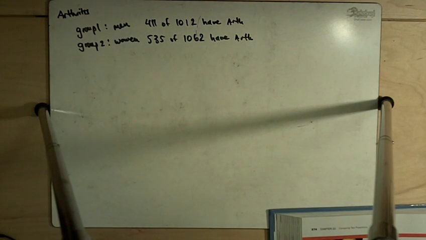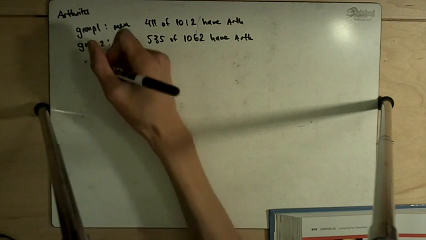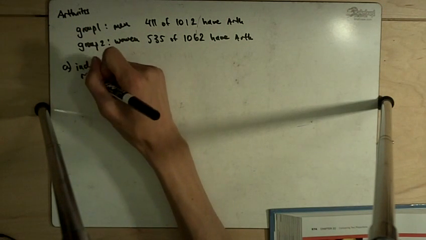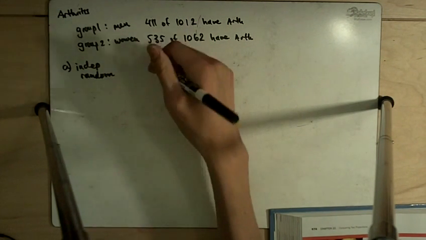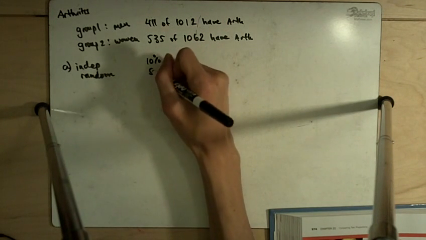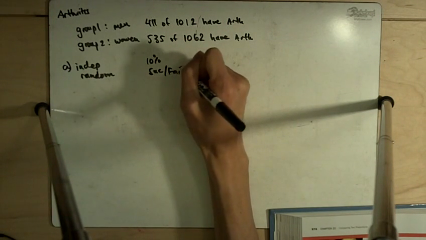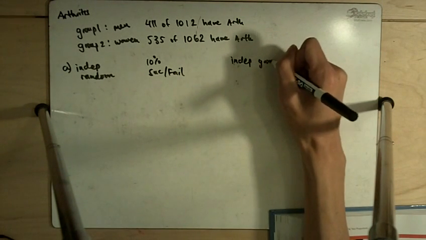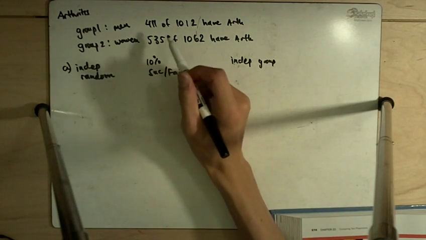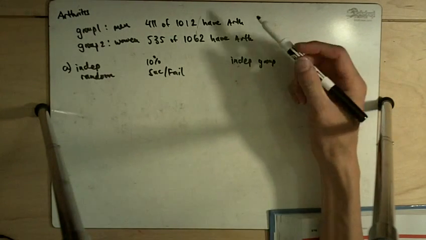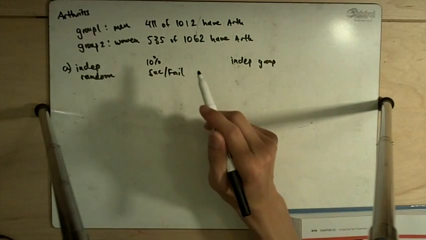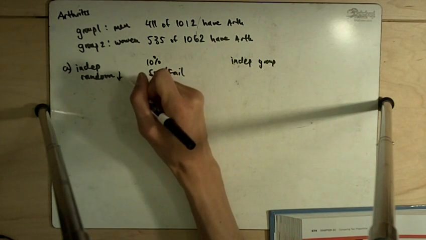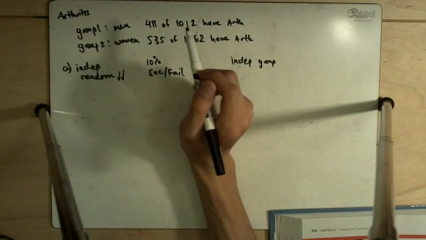Okay, are the assumptions and conditions necessary for inference satisfied? So the assumptions and conditions, we have independence, random, the 10% condition, the success-failure condition, and the independent groups condition. These four have to apply to each group, and then this one just has to apply to the overall situation. So it says randomly selected Americans aged 65 and older. So random applies to both men and women.